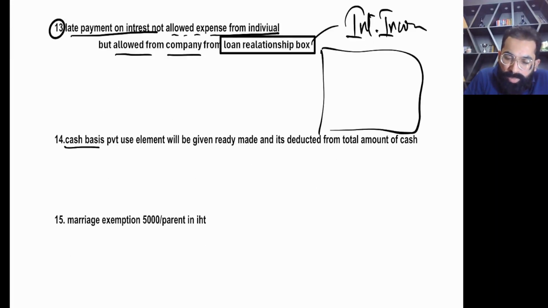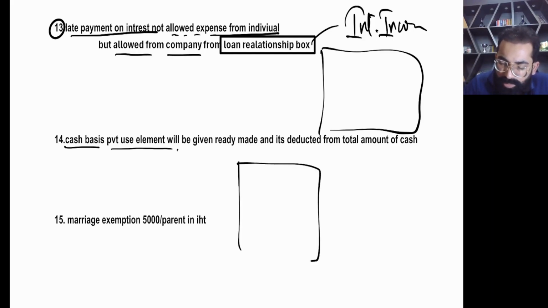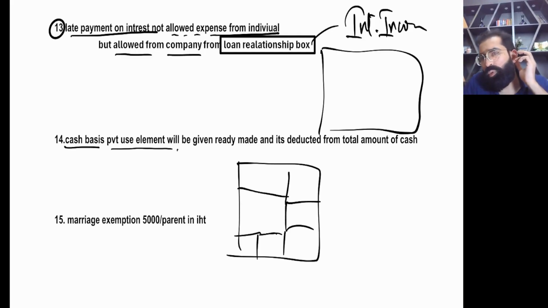Cash basis private use element. There is a topic, cash basis, for individuals only. So the cash basis private use element will be given ready made. For example, this is a house and there are many rooms in it. Let us say you are using one room for private purposes.